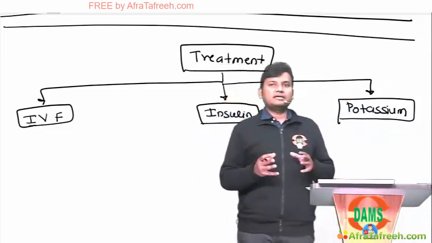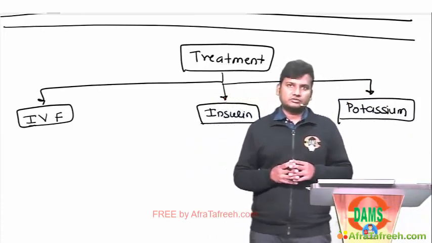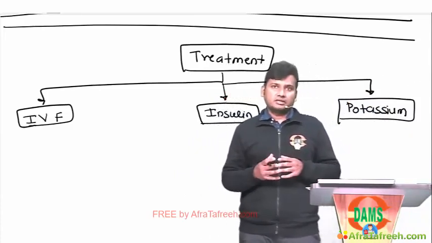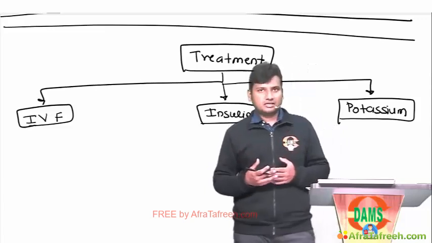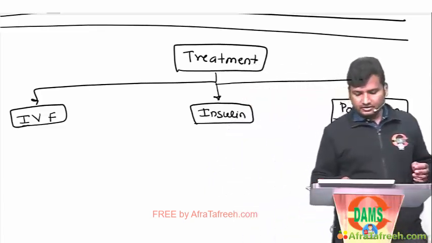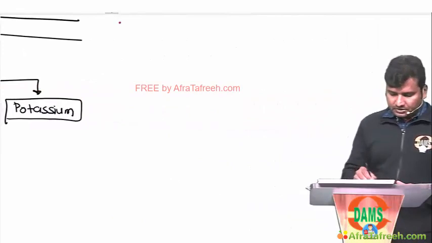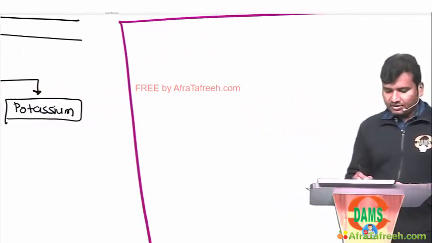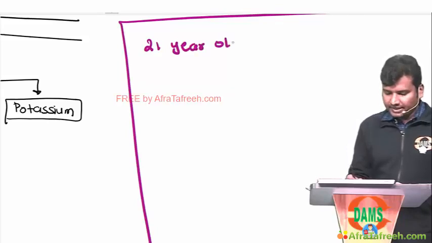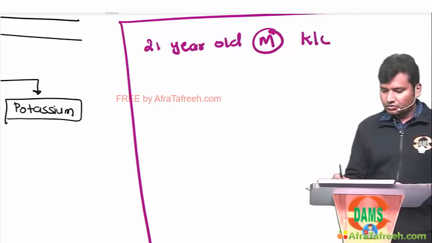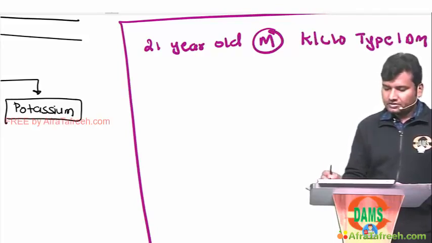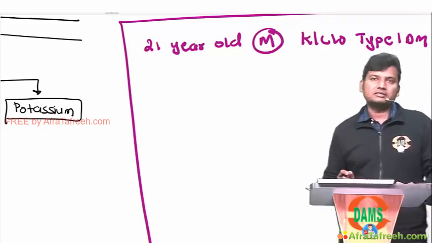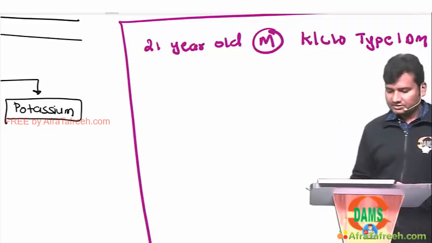To understand the treatment of diabetic ketoacidosis, we will first understand the actual clinical scenario. Okay, so let us assume we are having a patient. Patient is 21-year-old male, and he is a known case of type 1 diabetes.